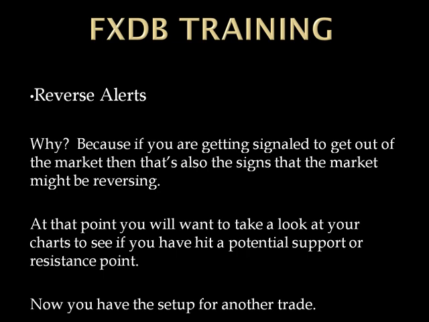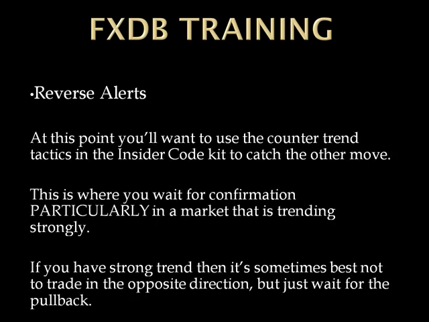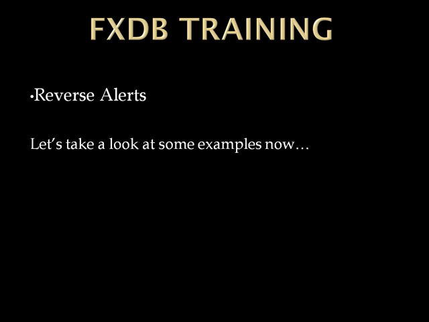At this point, you want to take a look at your chart, like the insider code chart, to see if you've hit maybe a potential support or resistance point on a higher time frame. Now you have the setup for another trade. Now you want to look to see if you can use the counter trend tactics in the insider code kit to catch the other move. This is where you wait for confirmation, particularly in a market that is trending strongly. If you have a strong trend, then it's sometimes best not to trade in the opposite direction, but just to wait for the pullback. So let's take a look at some examples now.